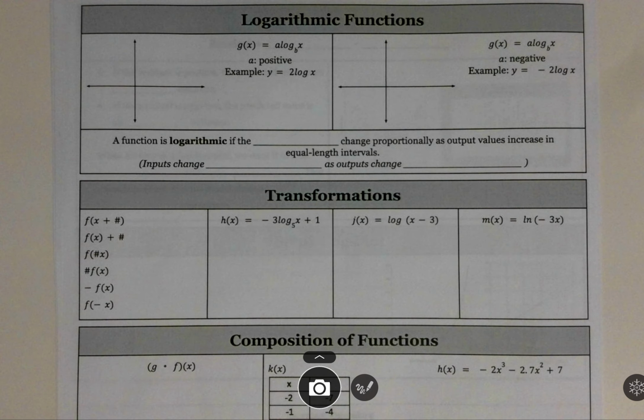Part 2 of our Unit 2 AP Exam Review Packet. So part 1 went through the first page. We're going to look at the second page, starting with logarithmic functions.